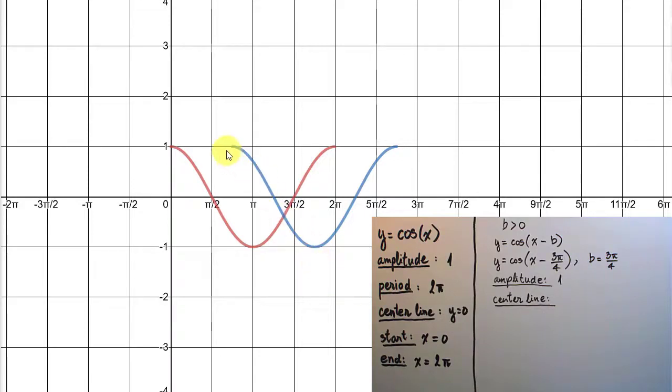And once again, looking back at our picture right here, the blue graph has the same center line as our graph of the original cosine of x. That center line is the line y equals 0, namely the x-axis. And so another generalization to list down here is that this function has center line y equals 0, namely the x-axis.